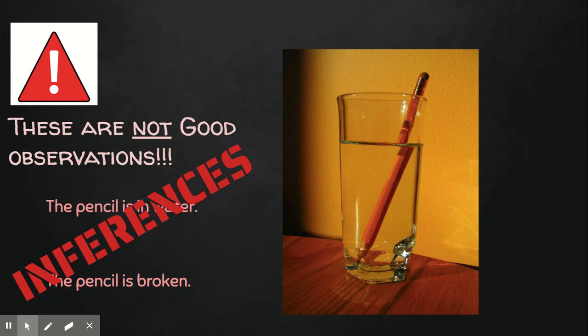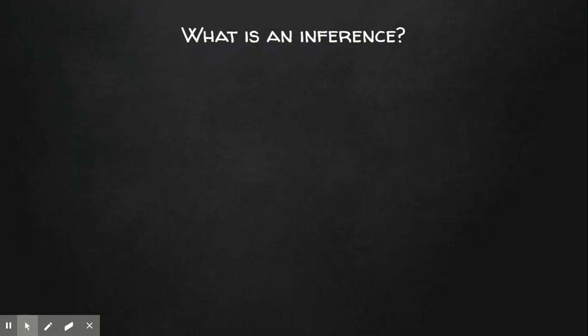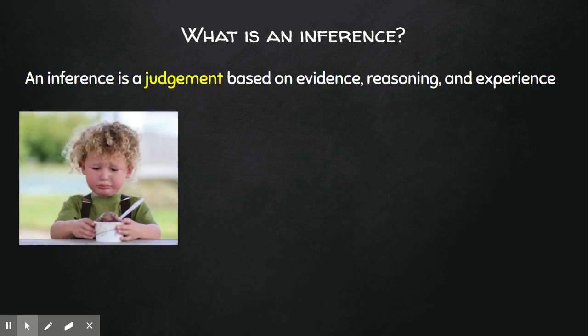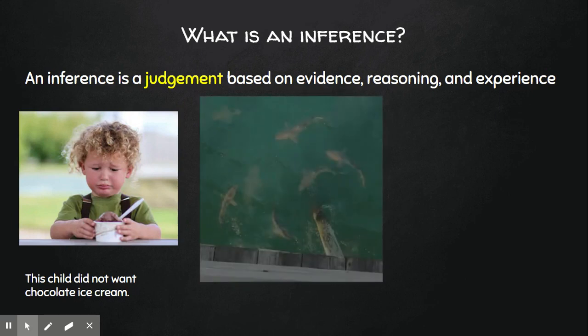To better understand what inferences are, let's define them. An inference is a judgment based on evidence, reasoning, and experience. We make these all the time. Looking at this picture, you have enough reasoning and experience to probably tell yourself right now, the child did not want chocolate ice cream. And that's why they have that expression on their face. But that might not be the reason for their expression, right?